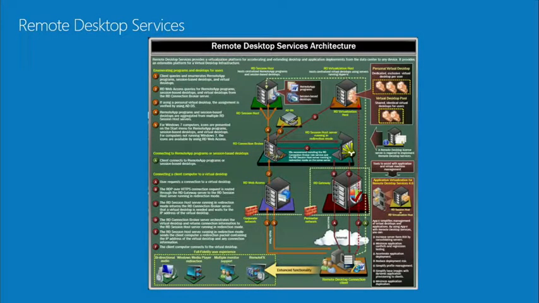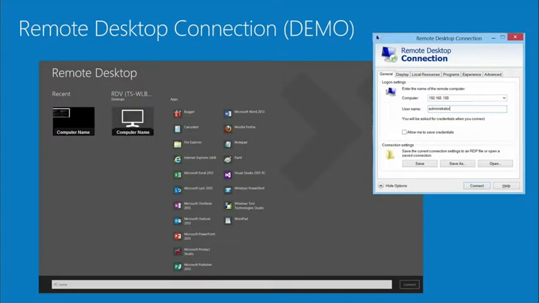Okay, so I showed you the remote desktop services architecture. I showed you the poster. Server Posterpedia, if you haven't downloaded it from the Windows 8 store, you can. You can also download, if you're not on Windows 8, those posters individually as PDFs from the Download Center.